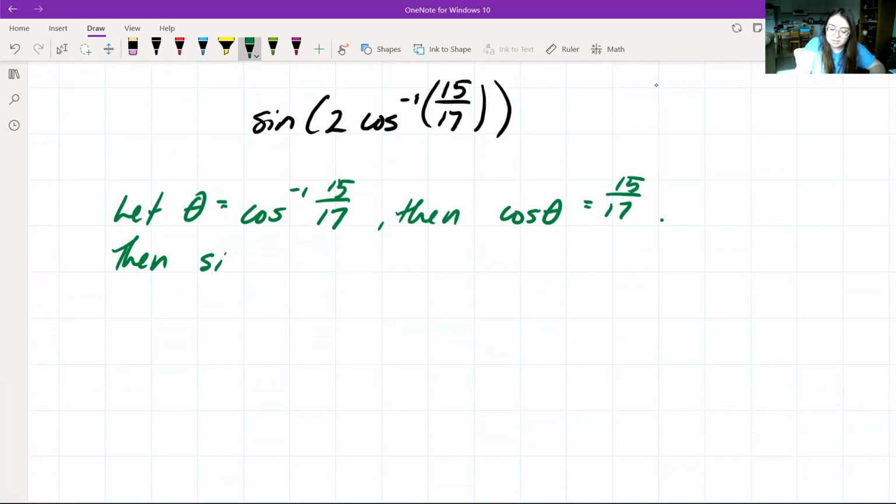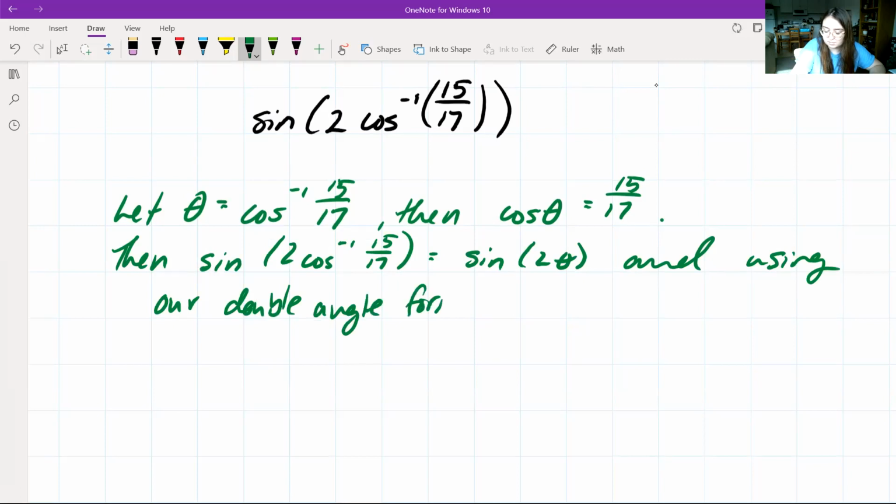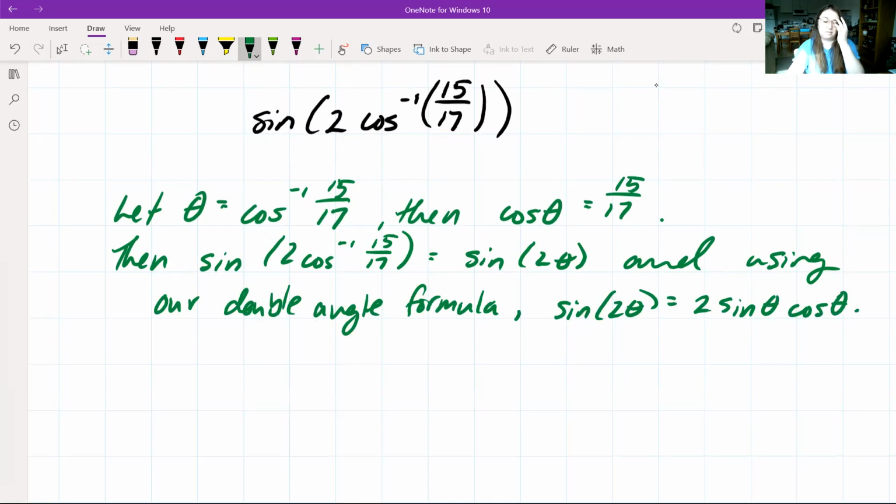This also now means that sine of 2 cosine inverse of 15 over 17 is equal to sine of 2 theta. And using our double angle formula, sine of 2 theta is equal to 2 times sine of theta times cosine of theta. So this is the equation that we want to end up using.